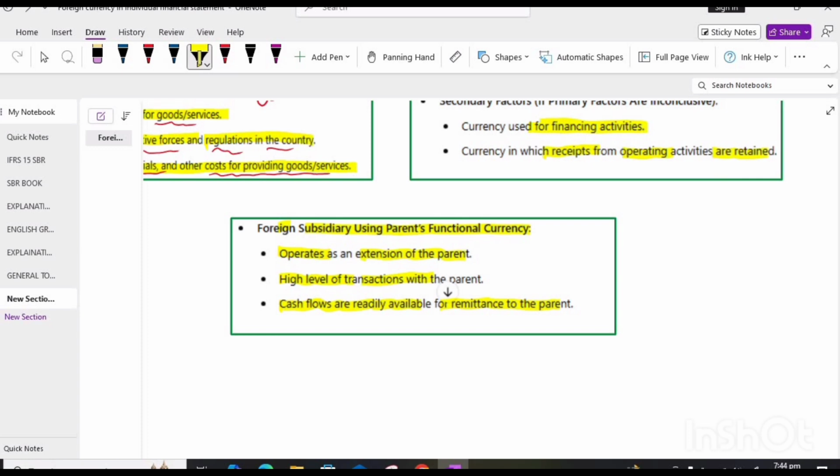So in some cases a foreign subsidiary can use the parent's functional currency. The reason is, first, that the foreign subsidiary operates as an extension of the parent company. Second, the foreign subsidiary has a high level of transactions with the parent. Clear? And the third is that the cash flows are readily available for remittance to the parent. Clear? Okay.